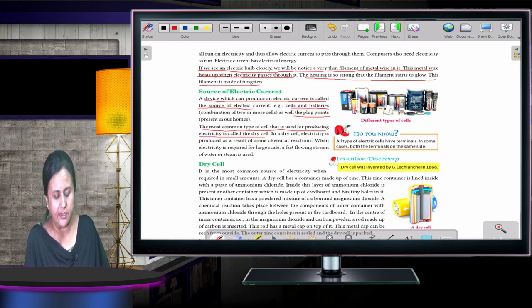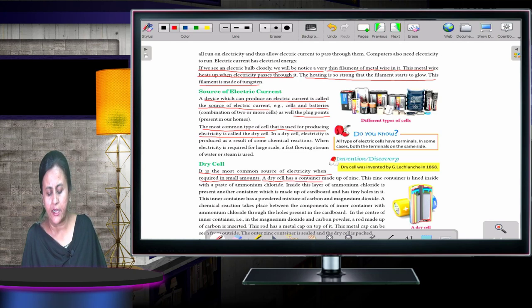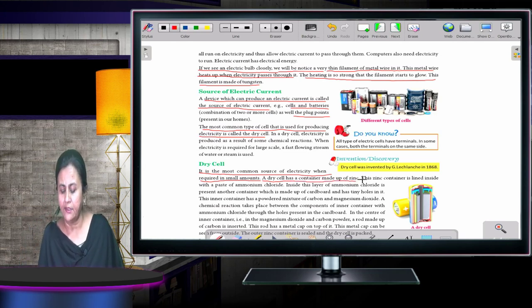What is a dry cell? It is the most common source of electricity when required in small amounts. A dry cell has a container made up of zinc. This zinc container is lined inside with a paste of ammonium chloride. Inside this layer of ammonium chloride is another container which is made up of cardboard and has tiny holes in it. This inner container has a powdered mixture of carbon and manganese dioxide.